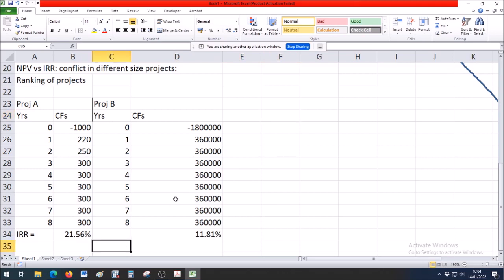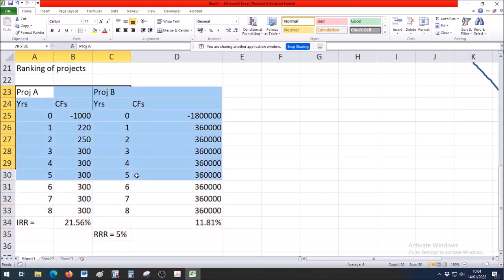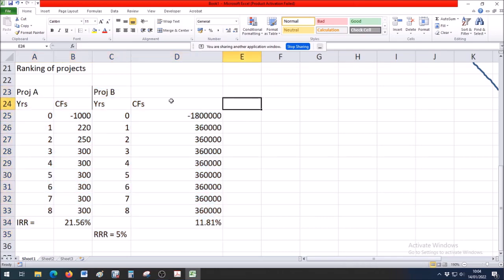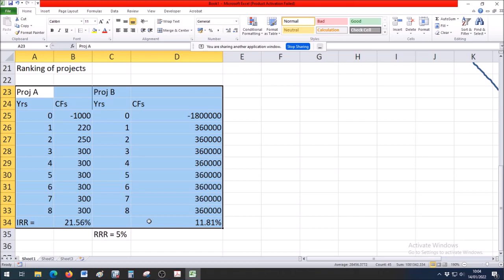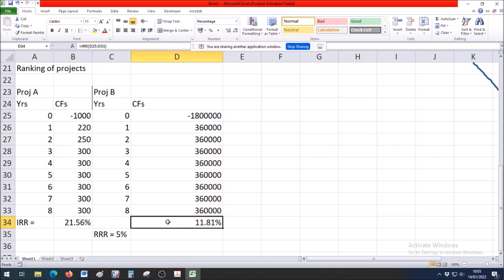Let's say our required rate of return, just to make it simple, for both of the projects is only 5%. So both projects are acceptable, but I can't make both. Let's say, for whatever reason, I don't have time to implement both projects. Which one should I choose? According to IRR, I should choose project A because I'm going to make nearly 22% return. Sounds much better than under 12% return.